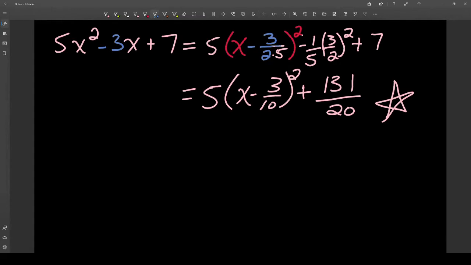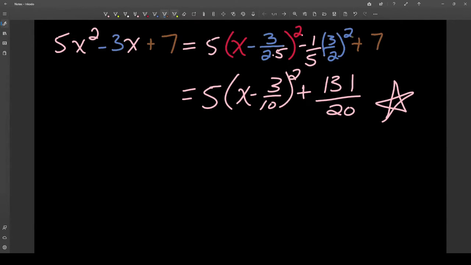And remember, that was a minus 3, not a positive 3. If it were a positive 3, it would have been plus 3 halves. And then we take that 3 halves and we subtract it. We always subtract the square of that value out here. And then we carry over the constant value, in this case, plus 7.